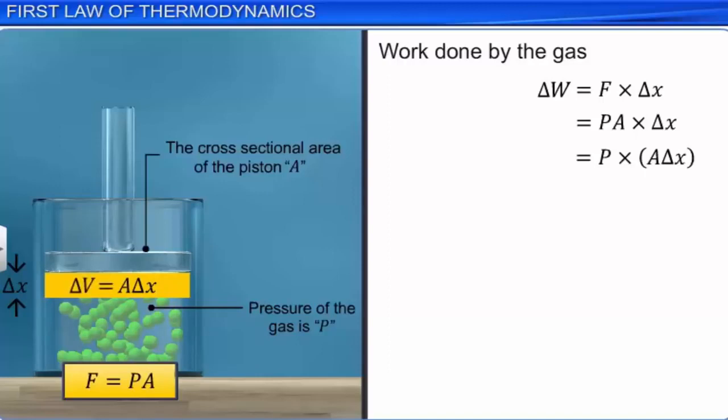Hence, the work done by the gas is denoted by delta W is equal to P into delta V. Let this be equation 1. In terms of differential calculus, equation 1 can be written as dW is equal to P dV. Let this be equation 2.